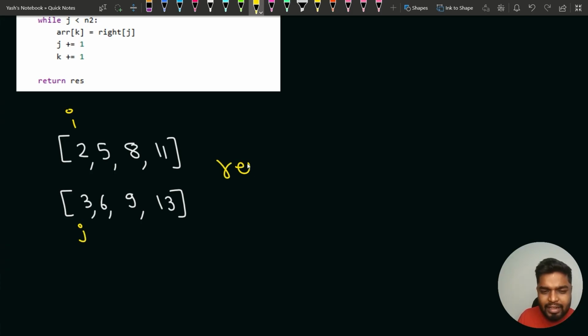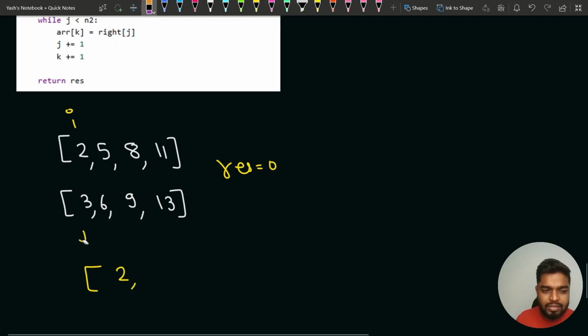My resultant variable right now is equal to 0. So I'll have this array. Now, is the ith element lesser than the jth element? Yes. If the element of the left array is lesser than the element of the right array, I'm completely okay with it. So what I'll do is, I'll update this element 2 here.